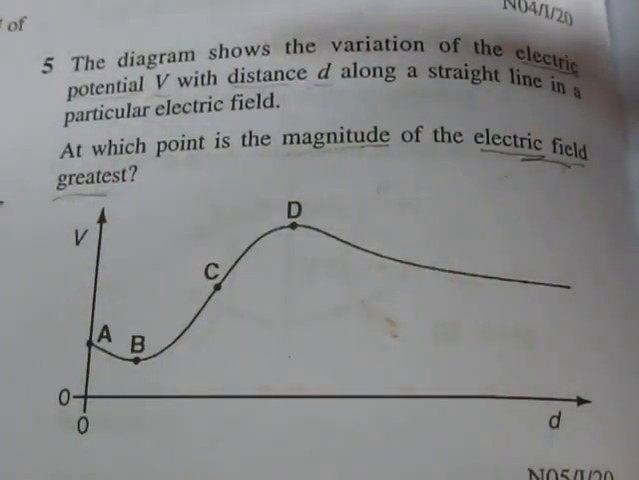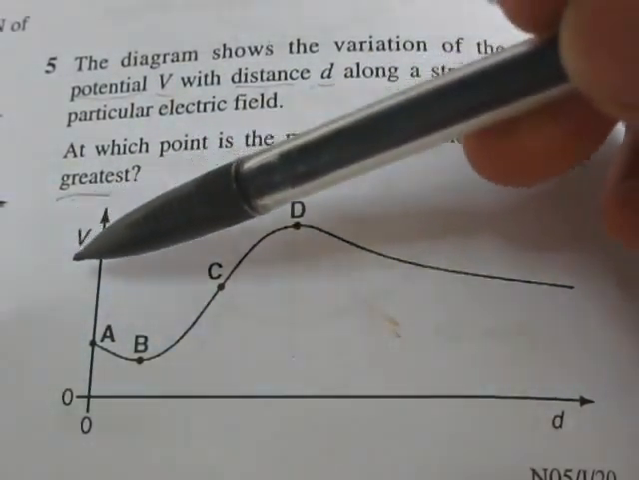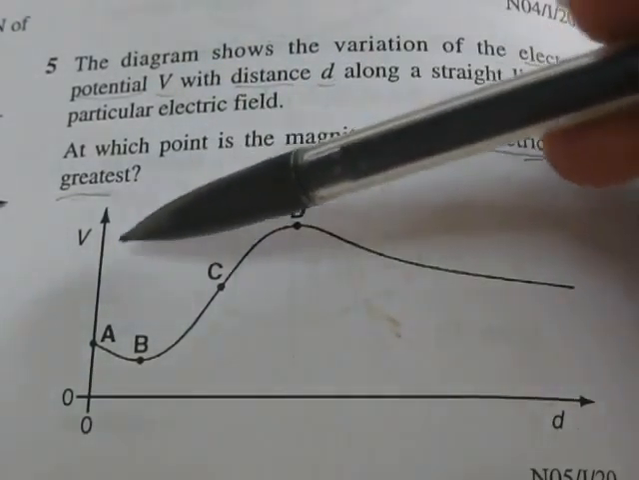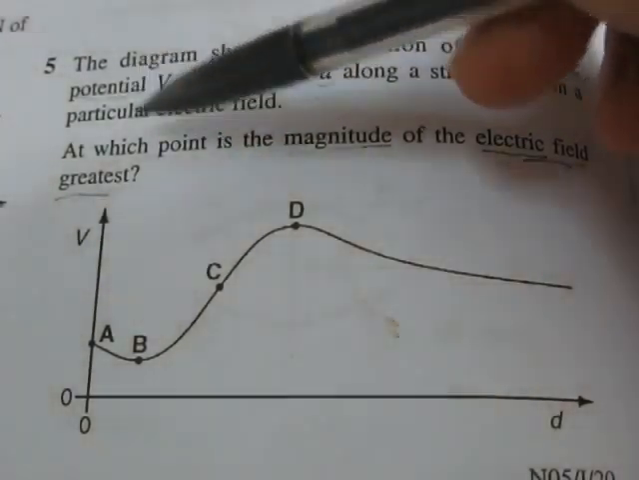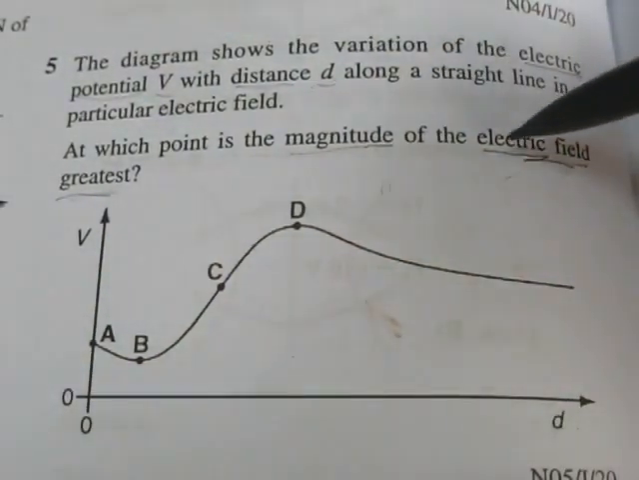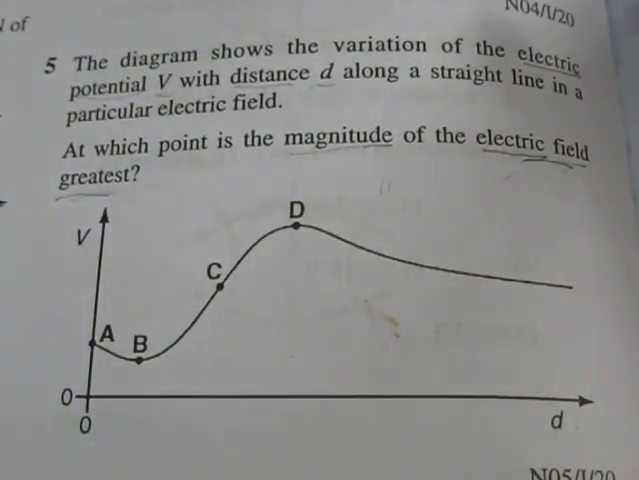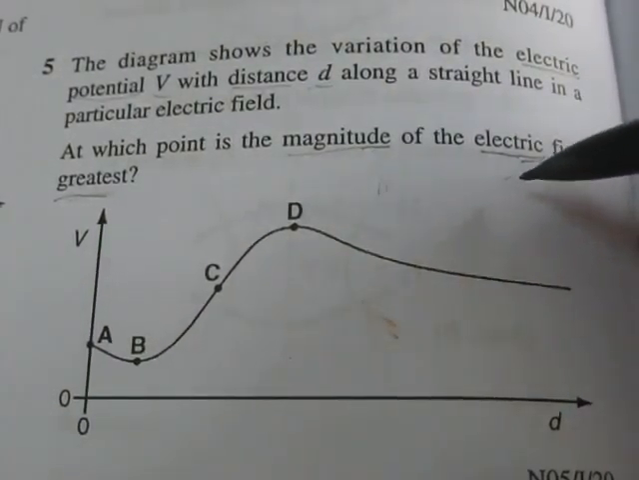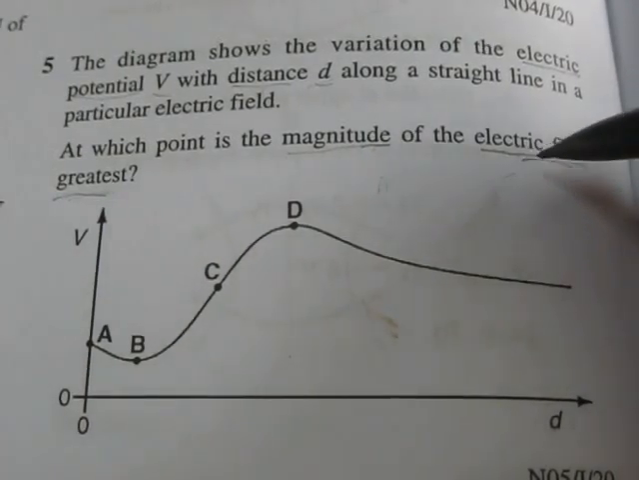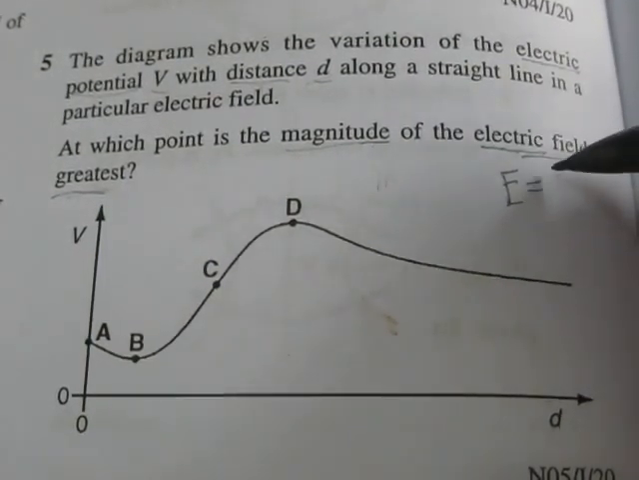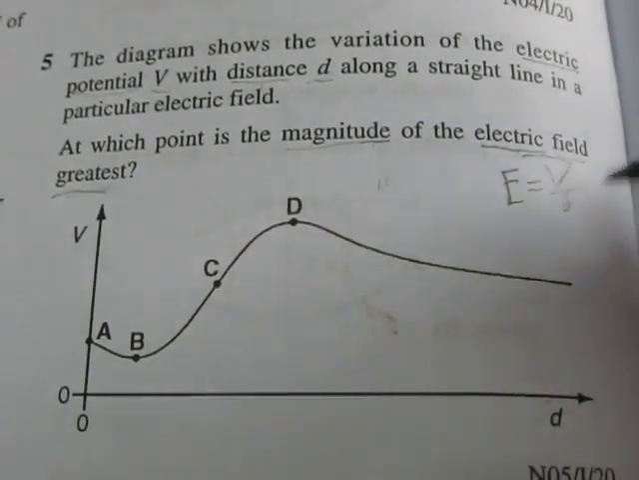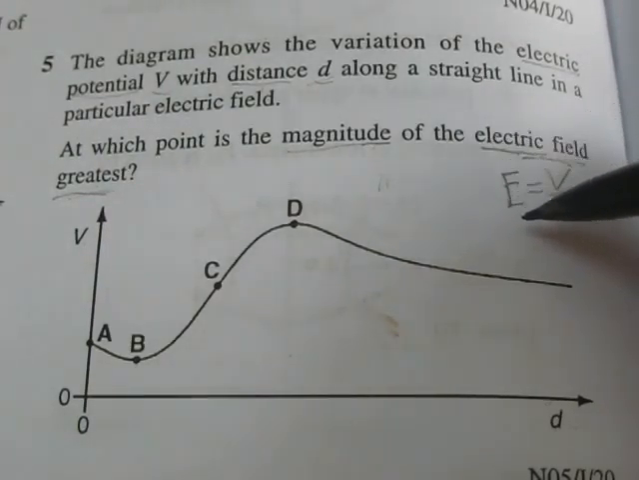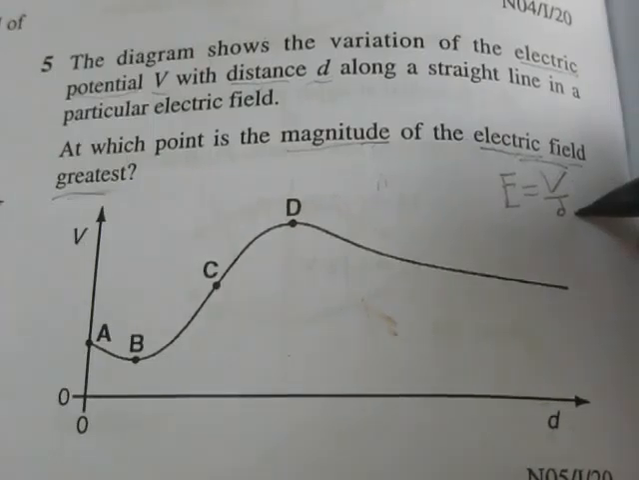Okay, so as you can see from the graph, they have plotted V against d. It shows the variation of V against d. So now the question is, at which point A, B, C or D is the magnitude of the electric field greatest? So how do we relate electric field with V against d? That must be your question. If you look at your equations table, you will find this equation where E is equals to V over d. Now let's use a little bit of mathematics. What this equation tells me is that the gradient of a V against d graph is the electric field.